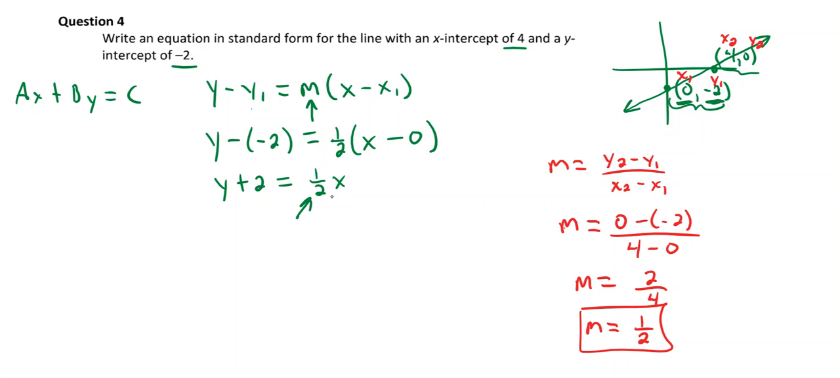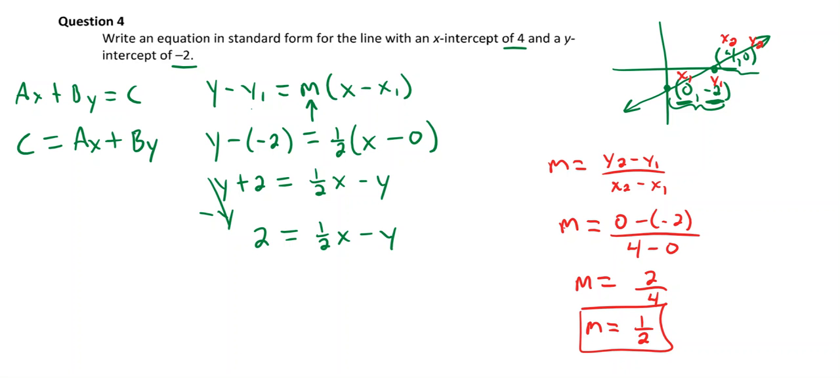You're right, because we want the x to be positive. So we'll leave the x there. I'm going to bring the y over to the right. So we're going to subtract y from both sides. So minus y. So we've got 2 is equal to 1/2 x minus y. Now I know this is written the other way. That's fine, because c is equal to ax plus by. That's the same thing, right?